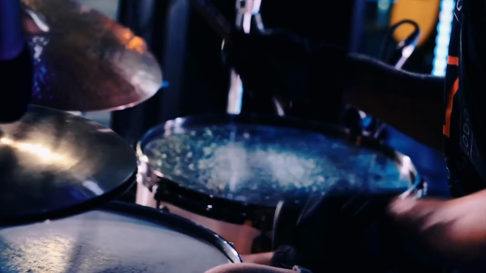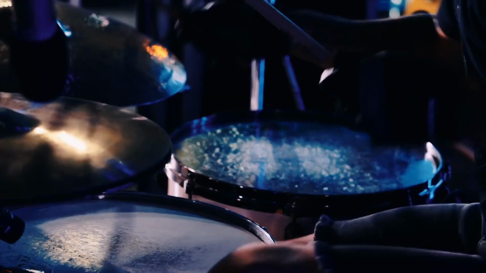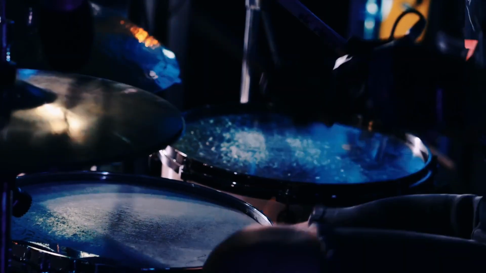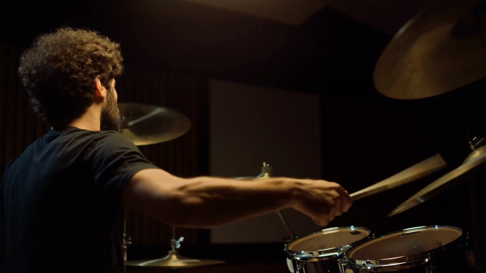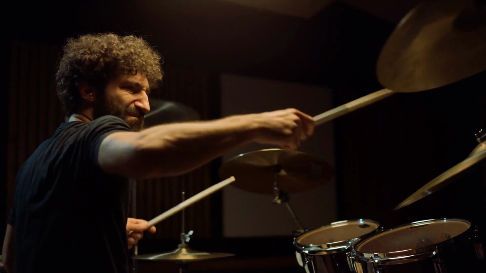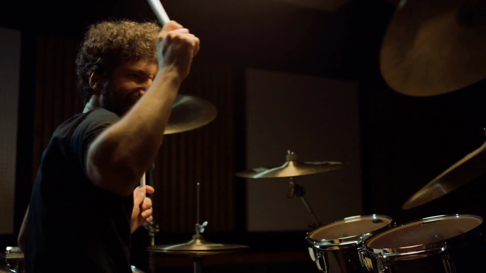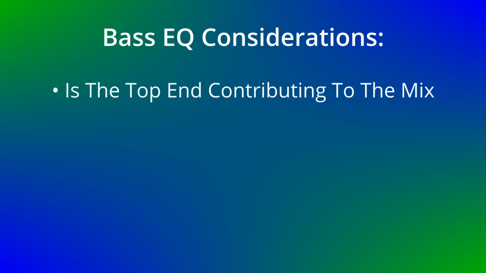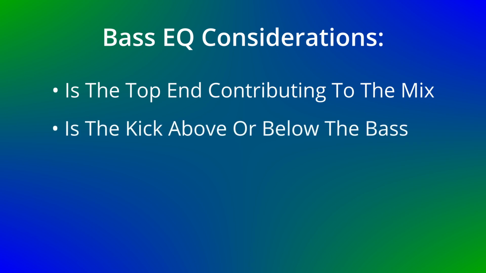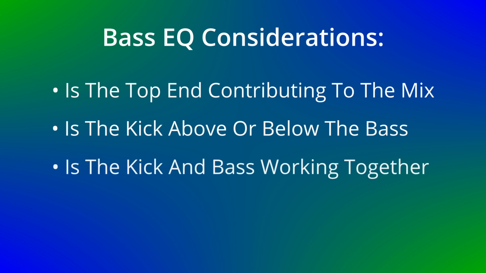Songs with faster kicks tend to have the kick above the bass because if you have really fast kicks with a lot of low end coming in, it can be a little bit too much, whereas songs with slower kick drums tend to have the kick below the bass. However, again, this is not always the case, but this is how it tends to work a lot of the time. Basically, what you need to think about when EQing your bass is: is the top end contributing to your mix or is it taking away from your mix? Is this a kick above or below the bass kind of mix? And are the kick and the bass working together, each having their own space and not clashing with each other?